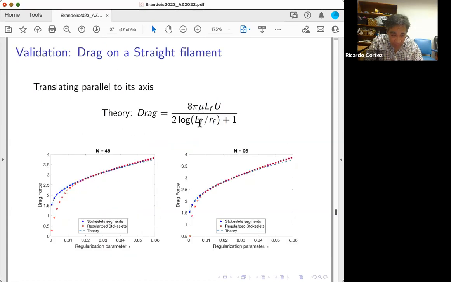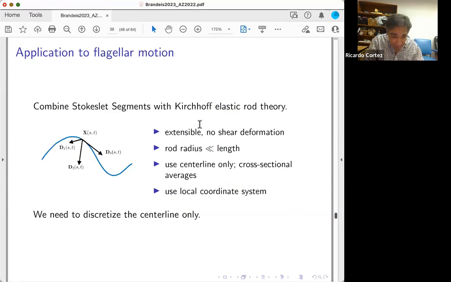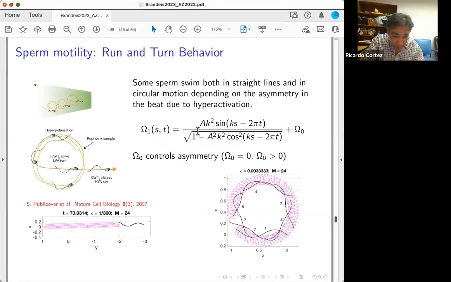And this gives us the main point of this: now I can compute with, for example, epsilon being 1 over 300, and I only need 24 segments to represent my flagellum, and I can do the computation. Whereas before, this has essentially decoupled the epsilon and the point separation in my discretization.